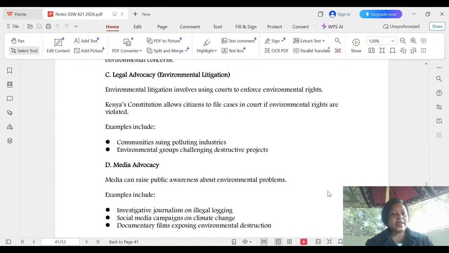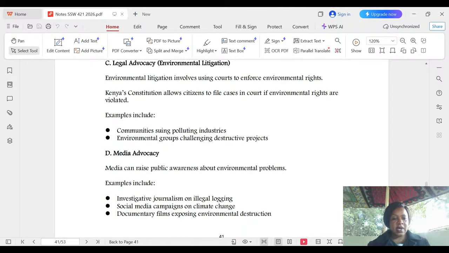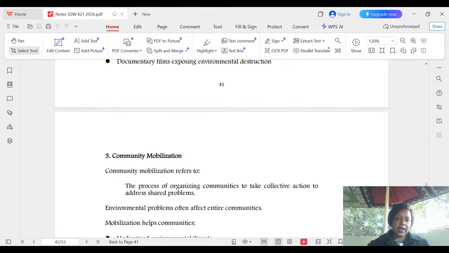Then you can be involved in media advocacy. Media is very powerful for raising public awareness about problems, and in this case, you'll use this for environmental problems. For example, investigative journalism on illegal logging. You can work together with journalists in this investigation because you will be able to help them penetrate the community and access vulnerable groups. You can carry out social media campaigns on climate change. You can do documentary films exposing environmental destruction. You can have a press conference. There's so much that you can do.